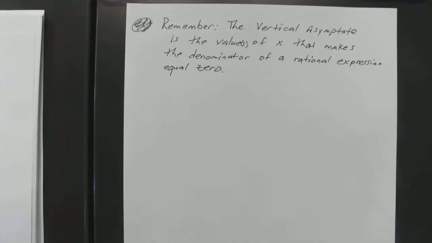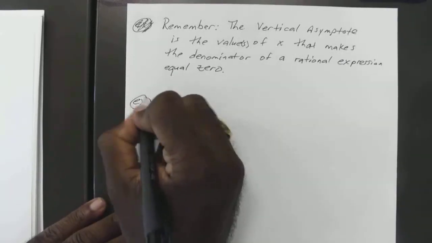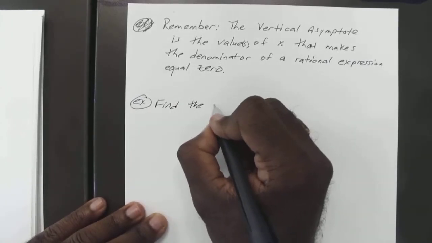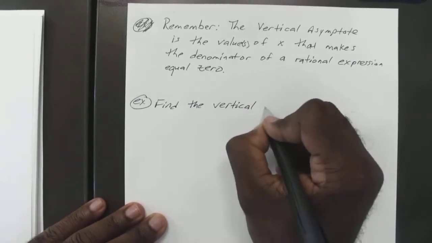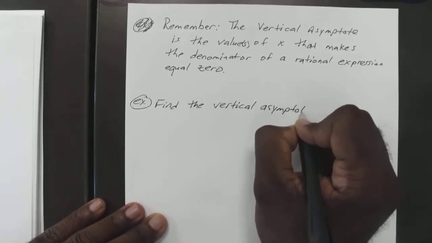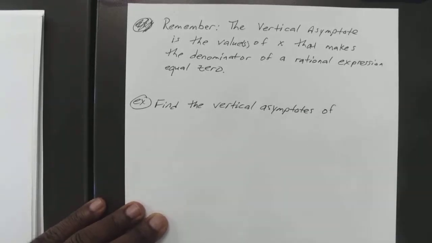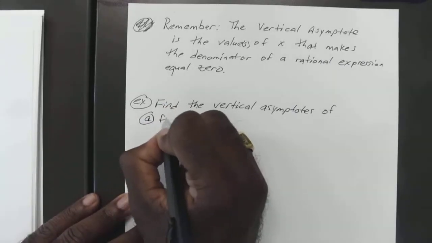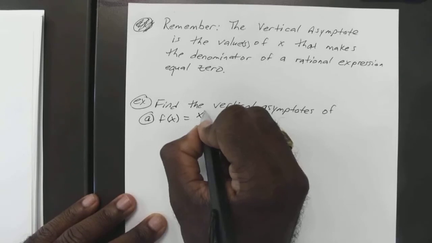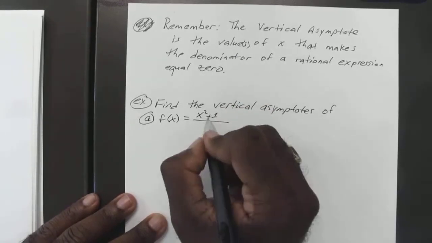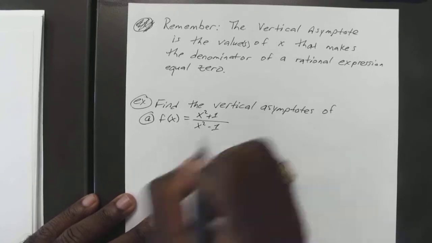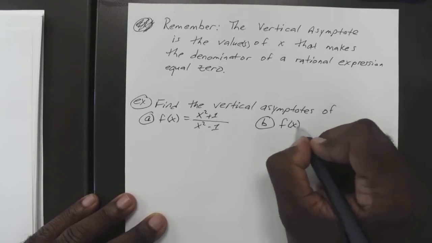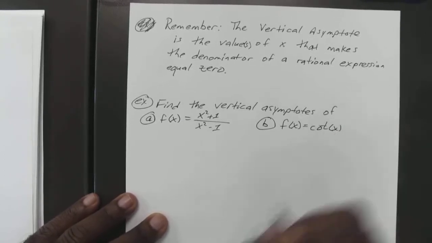All right, so let's say, for example, we wanted to find the vertical asymptotes of, let's say, problem A, f of x equals x squared plus 1 over x squared minus 1. And let's say for problem B, f of x equals cotangent of x.